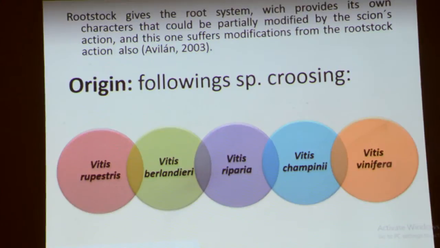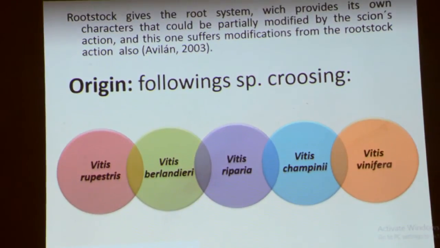Rootstock gives the root system, which provides its own character that could be partially modified by the scion action. And the scion suffers modification from the rootstock action also.